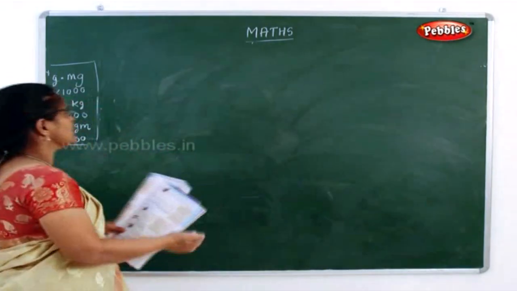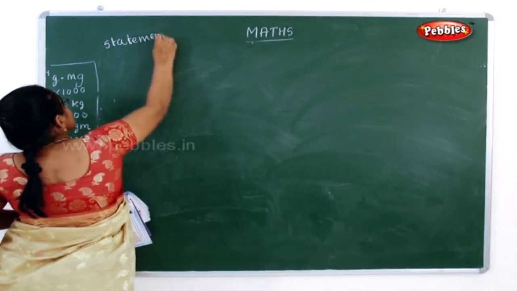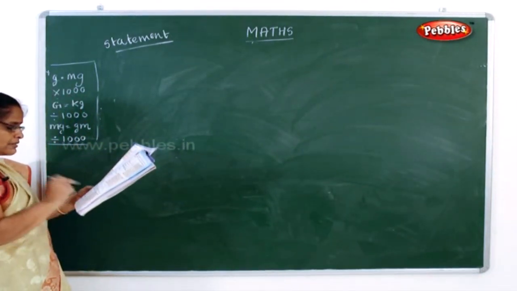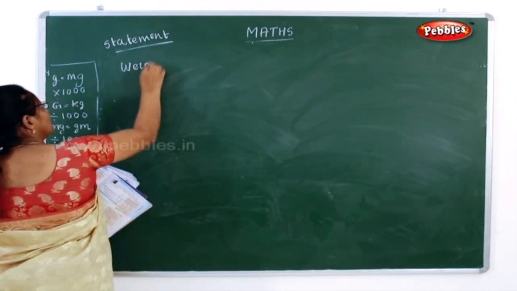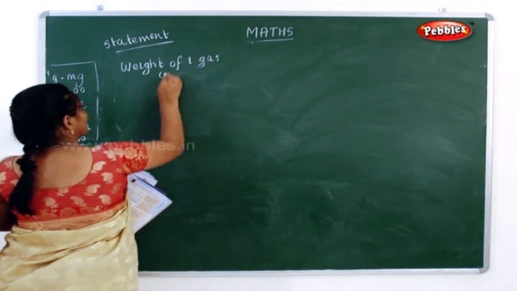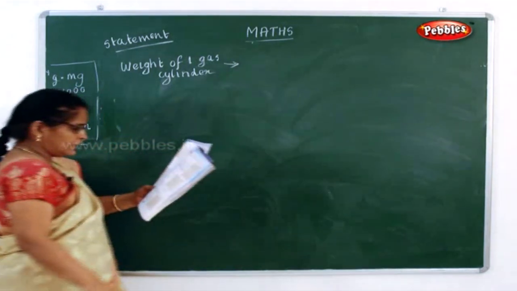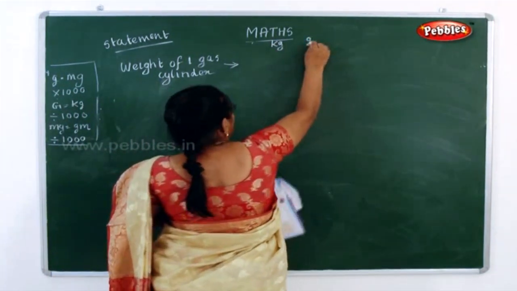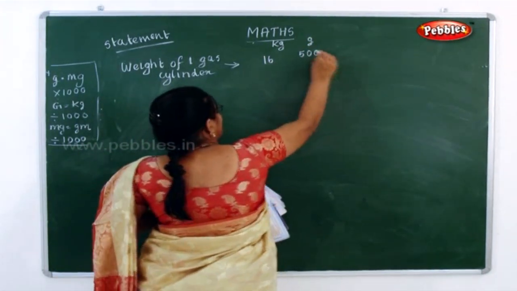Now immediately, in the statement sums, you always have to write the statements. You are not supposed to directly write the values. So what is the first line they have given? Weight of one gas cylinder. So what is the weight of one gas cylinder? It is given in kg and gram, so you have to write kg and gram here. Now how many kgs? 16 kg and 500 gram.